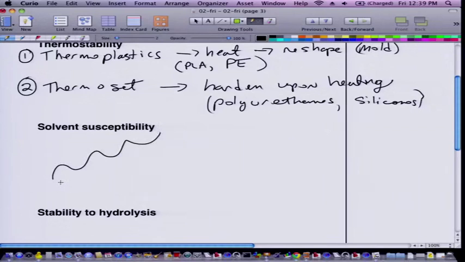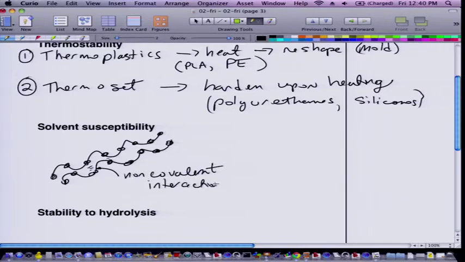So solvent susceptibility, we sort of talked about it, but the idea is, and I'll just make a drawing and talk. If we had polymer chains like this, you can imagine just looking at a magnified image of your plastic, you would potentially have these non-covalent interactions. Sometimes I write faster than I can watch. Non-covalent interactions.